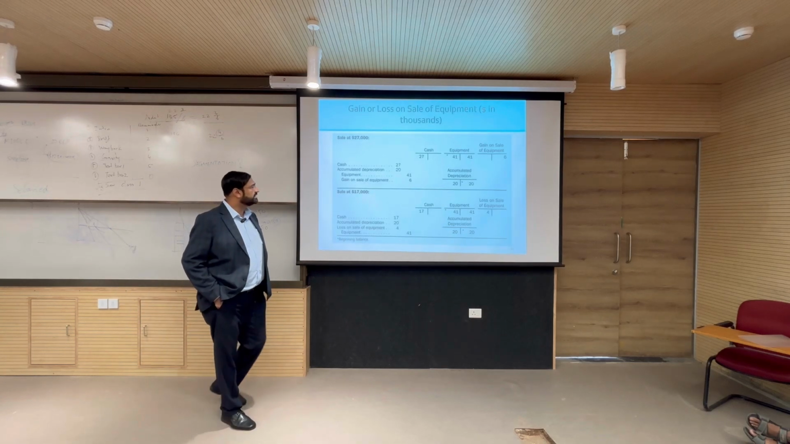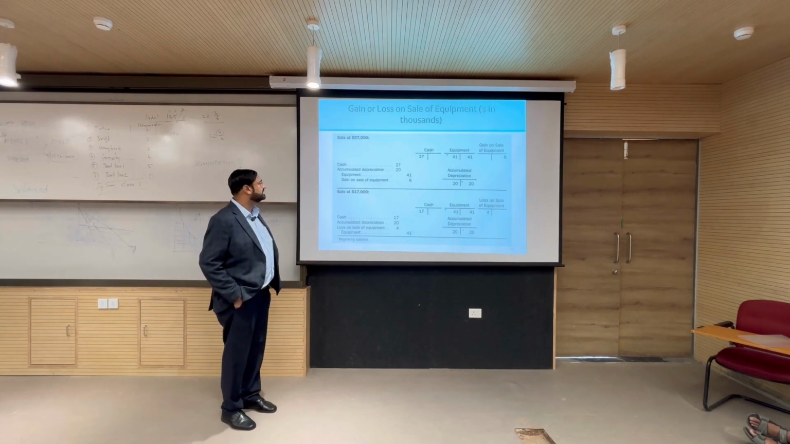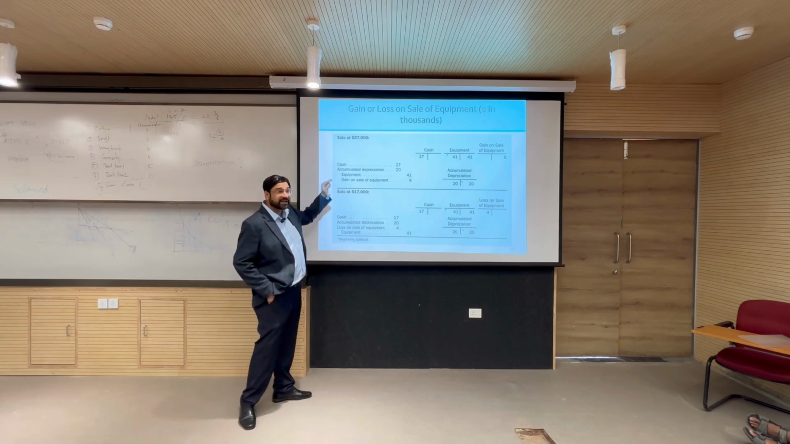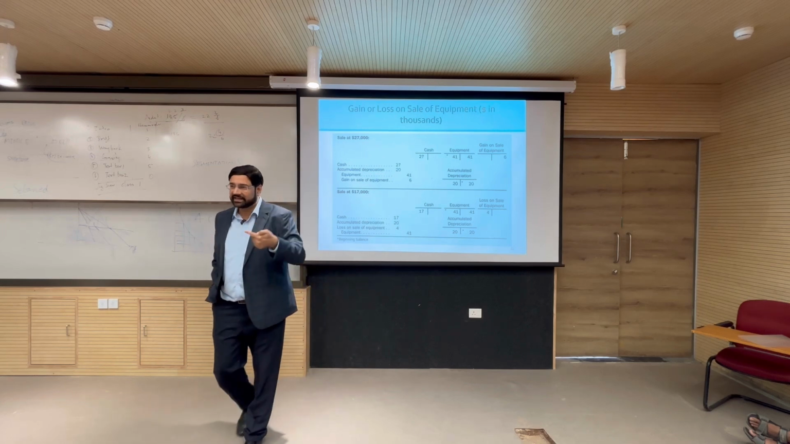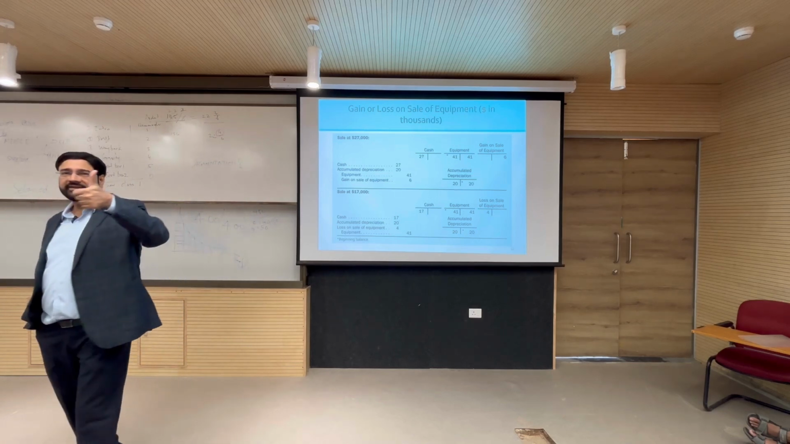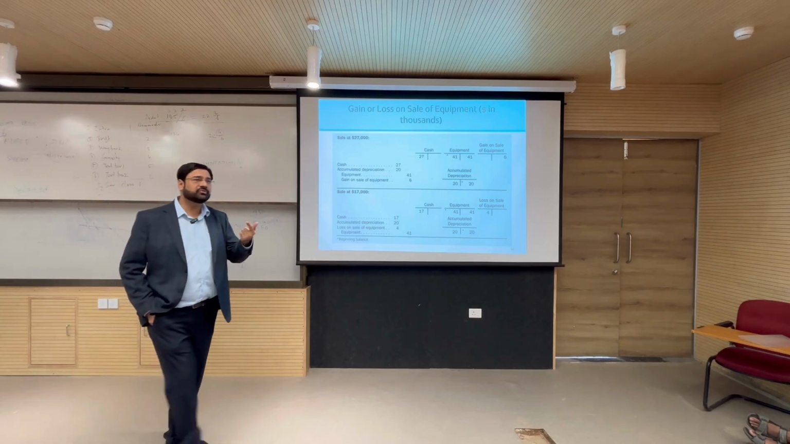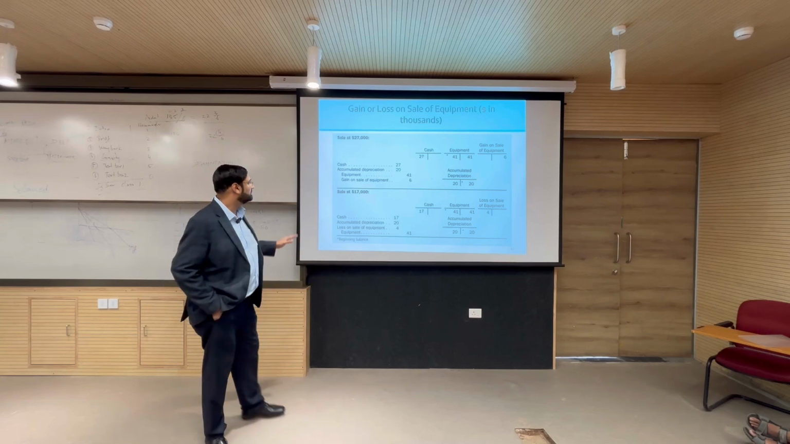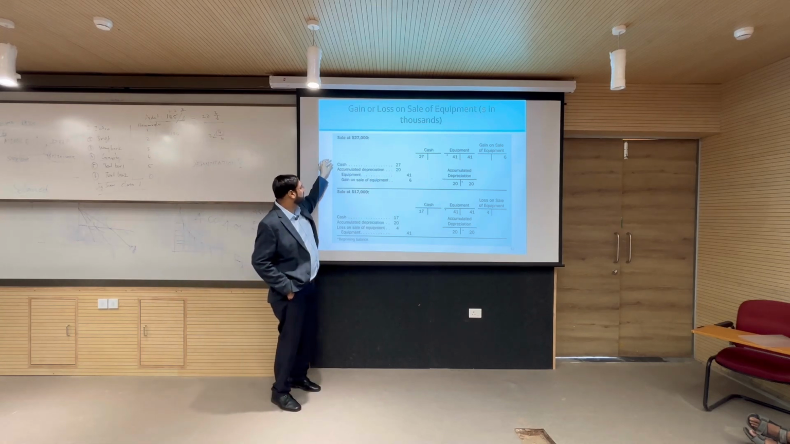And how will it look like? Now you have to close the books of accounts. Gain ho gaya, loss ho gaya is a separate issue, but we have to close the books of accounts for that particular asset, for that delivery truck. If we are selling it, we have to remove the asset account, and the accumulated depreciation account.